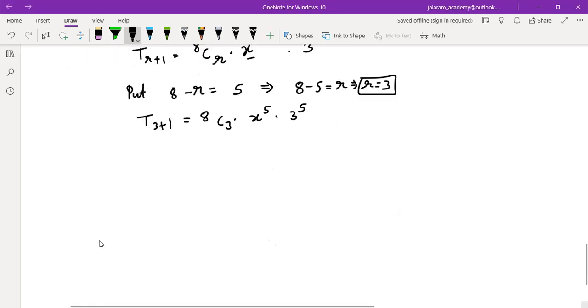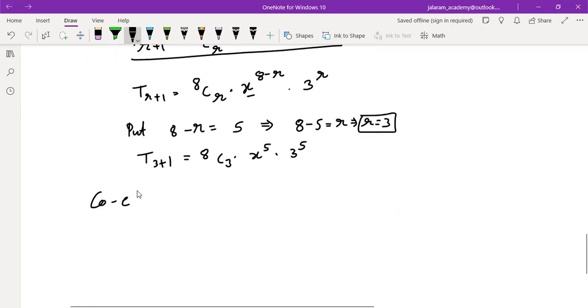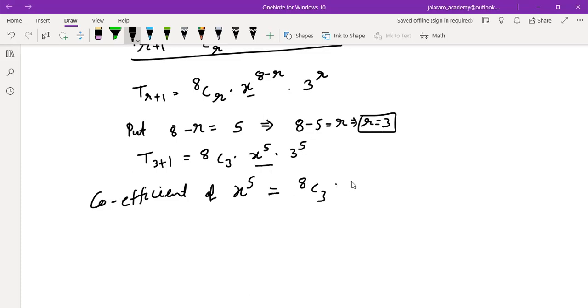But we have to find the coefficient only. So now we write only the coefficient of x to the power 5; x will not be written. That is 8C3 into 3 to the power 5. Now, expanding 8C3 from the formula of nCr, it is factorial 8 upon factorial 3 into factorial 8 minus 3, into 3 to the power 5.